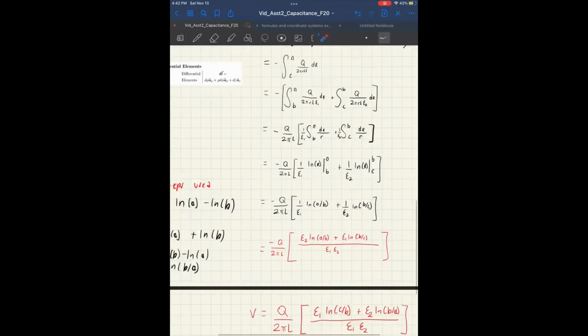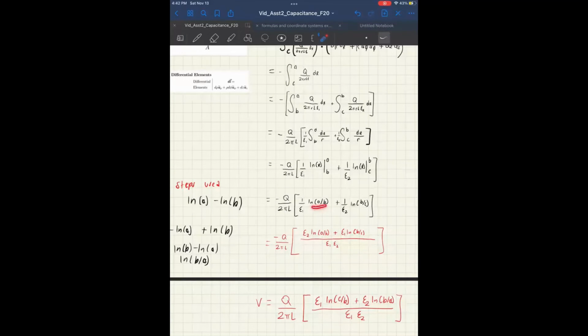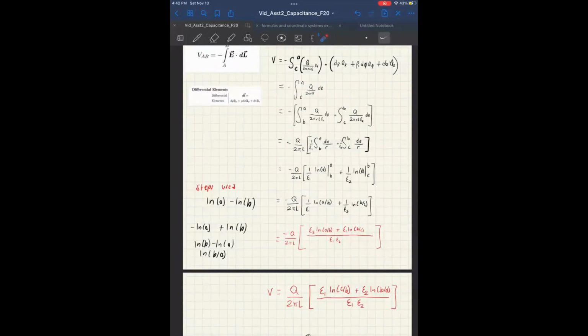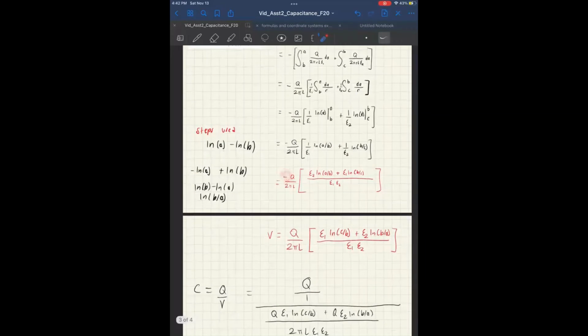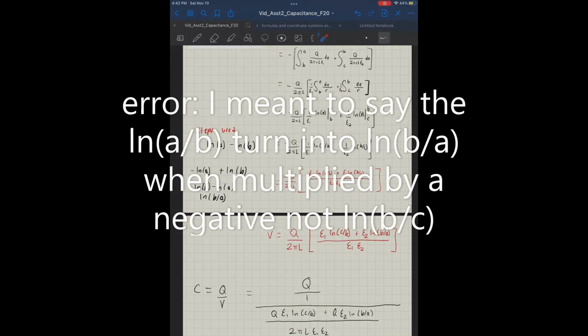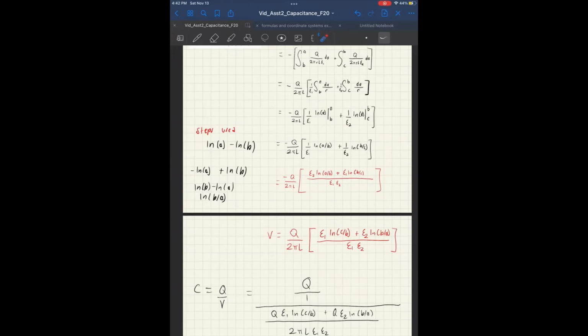It gives us ln, and we know that ln a minus ln b is just ln a over b. Same case for b over c. Then we can put it over the same denominator by multiplying this term by E2 and this term by E1, and we're left with this equation. Now we can get rid of the negative by putting it into the lns, because if you put a negative into a ln, it just flips the order. The b over c is turned to c over b, and the a over b is b over a.